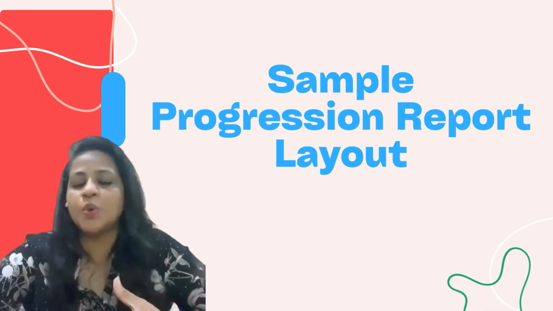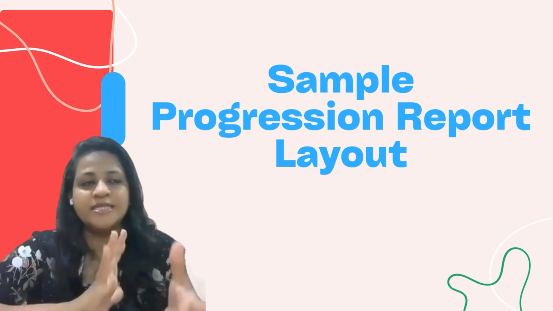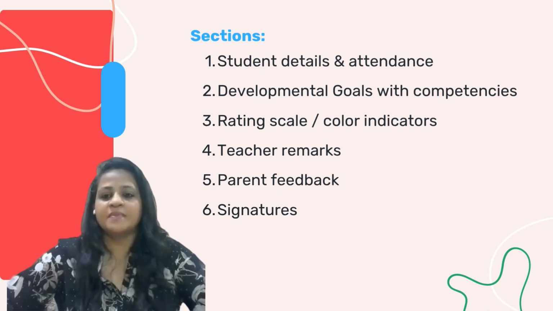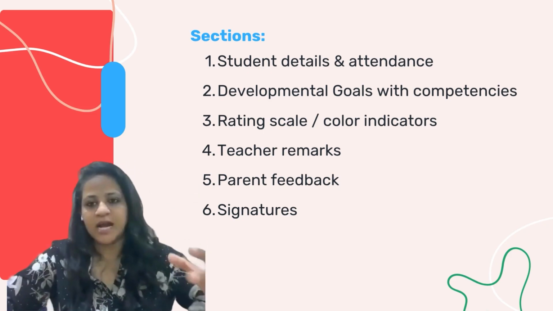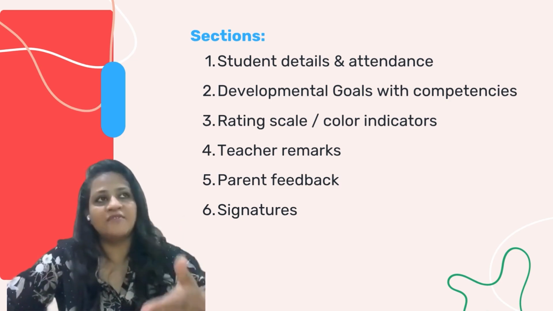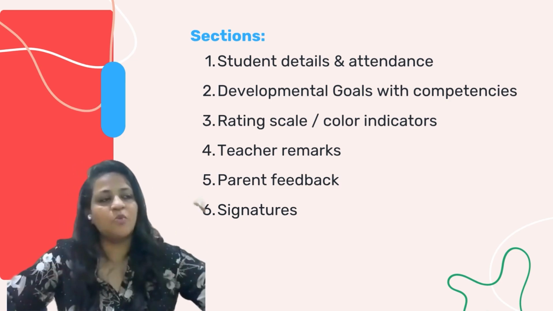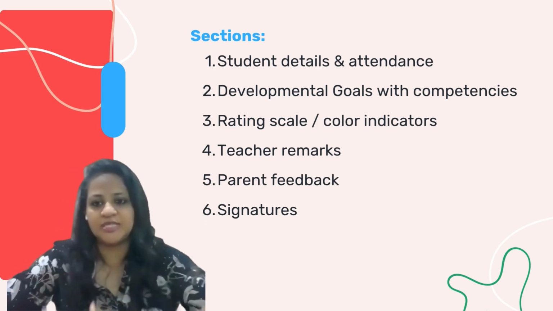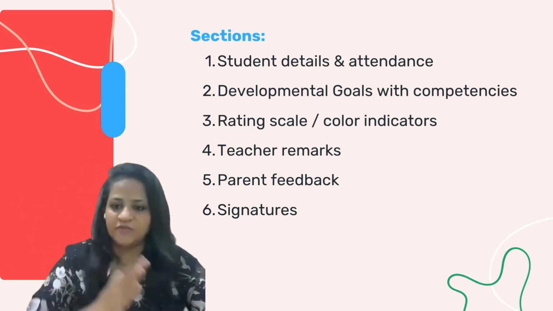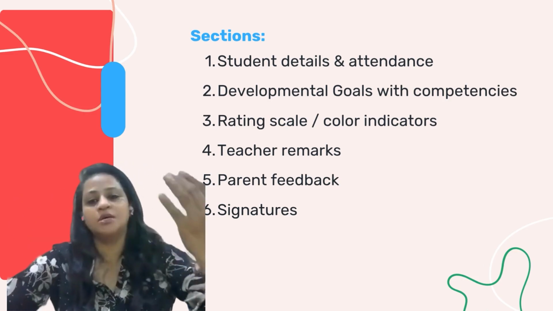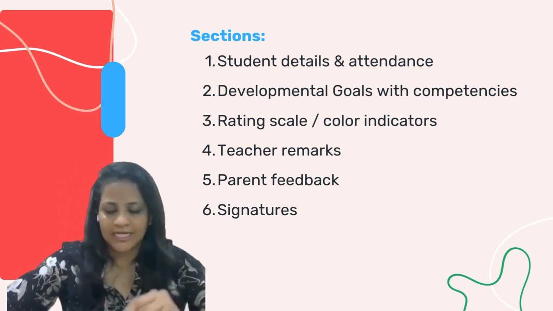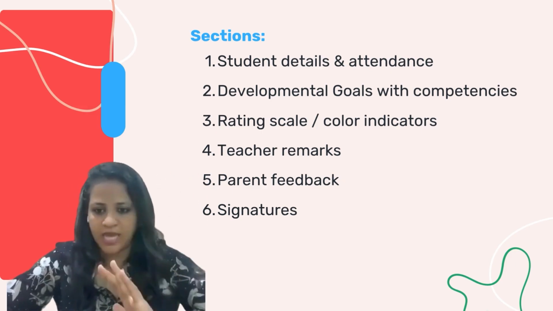Okay, so here I will be putting across a sample progress report. It's just a simple layout. Just have a look. This is how the progress card will be divided. First, the student's details and attendance. Then the developmental goals with competencies, like what all goals have been put in. These are the competencies that we are looking into. Then the rating scales or color indicators, whichever way you want. Teachers' remarks also happen here, then parent feedback and the signatures. So these are the basic things included in the HPC.